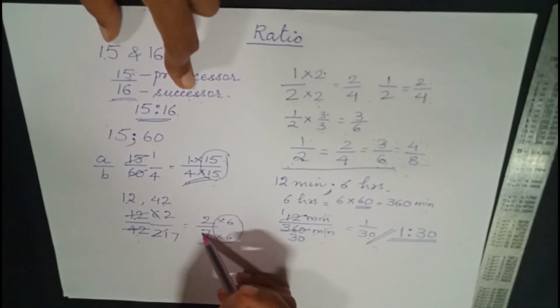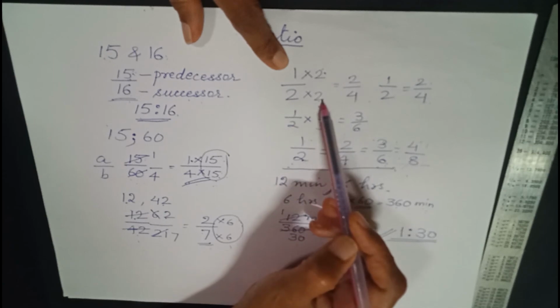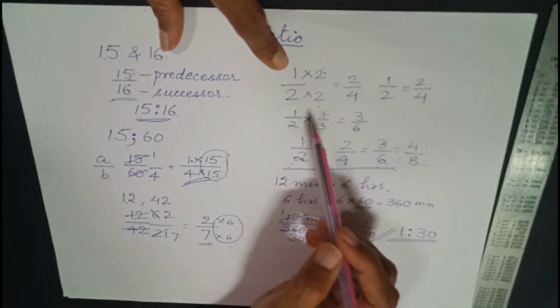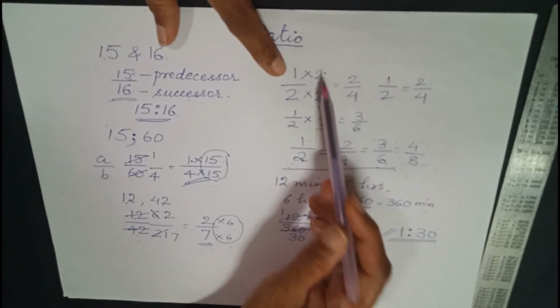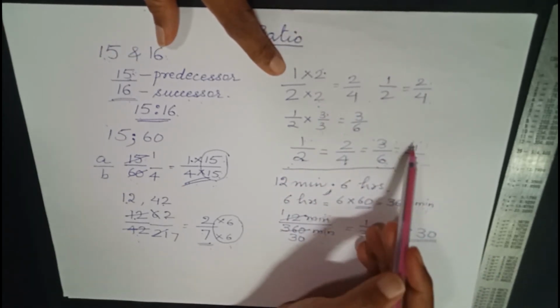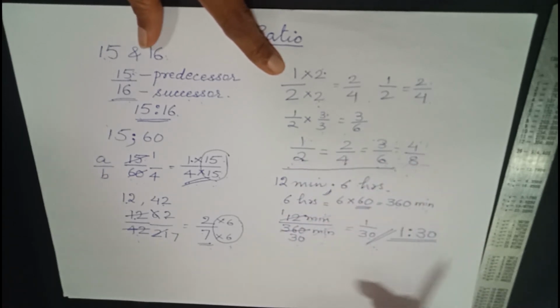and what we get is the answer in a reduced form. Second property that we learned was that if you multiply the ratio by the same number up and down, then the value of the ratio doesn't change. You can see I multiplied by 2, I multiplied by 3, I multiplied by 4.